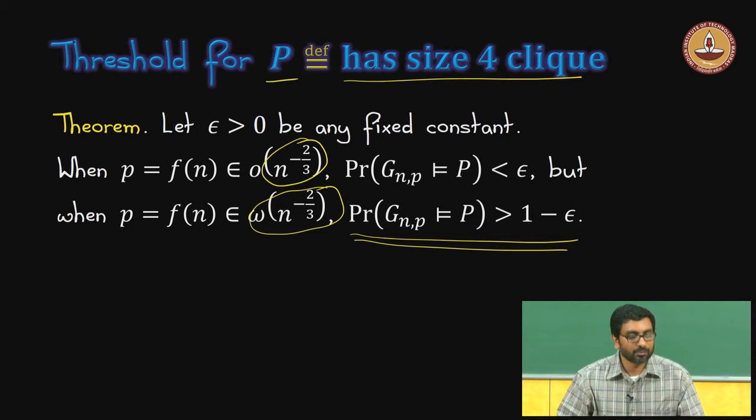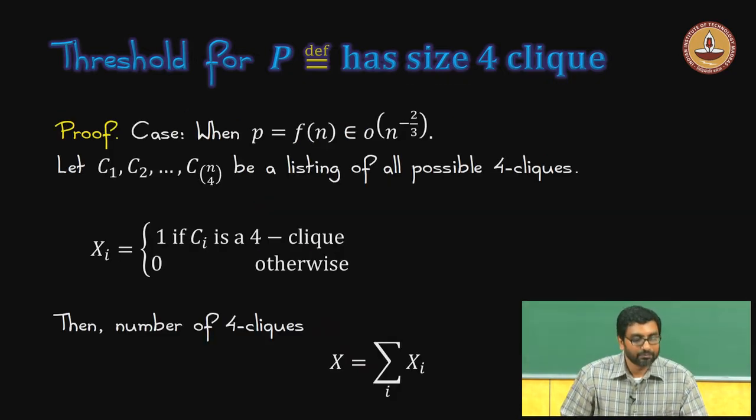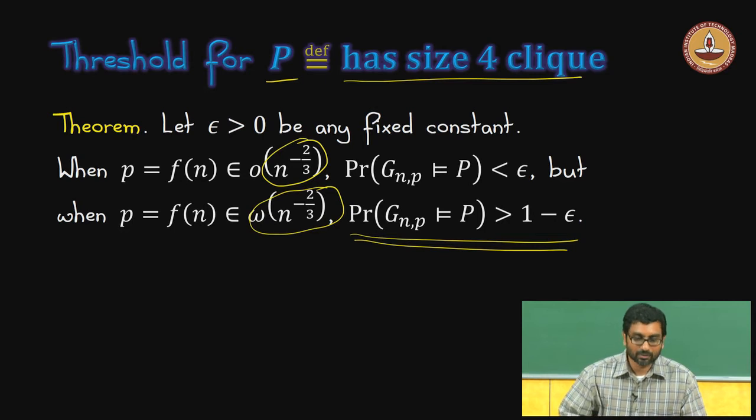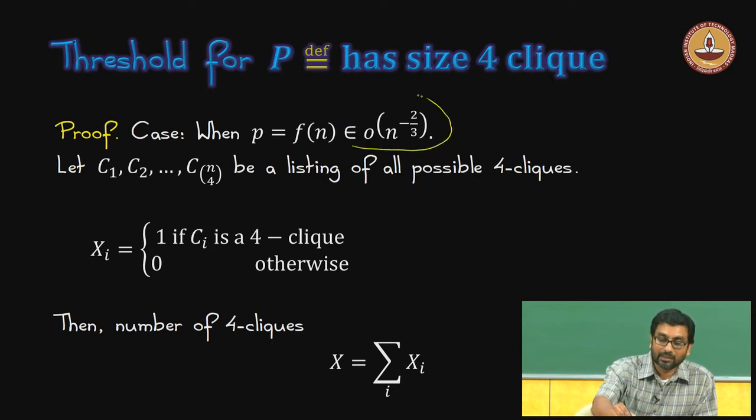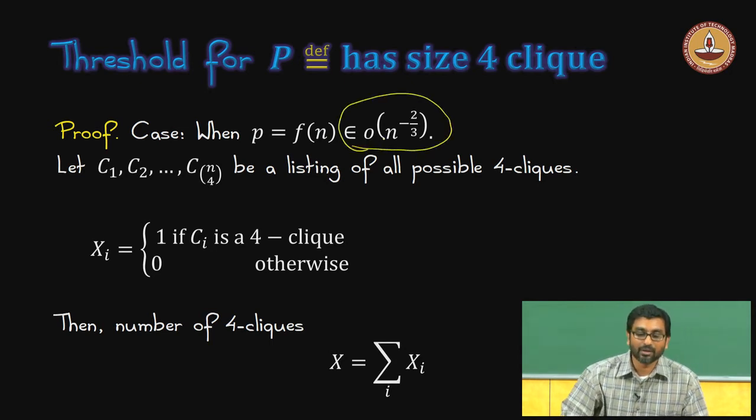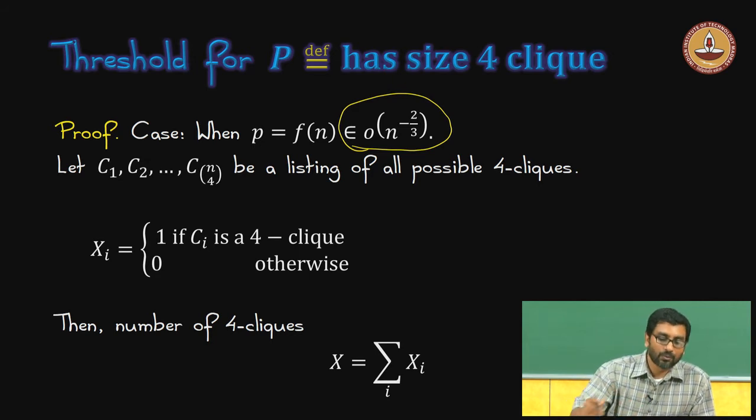Okay, so let us see how we can prove this theorem. The first claim is reasonably straightforward. This first claim is when the probability is little o of n to the minus 2 by 3, we want to be able to say that you do not see cliques of size 4. So, how do we do that?